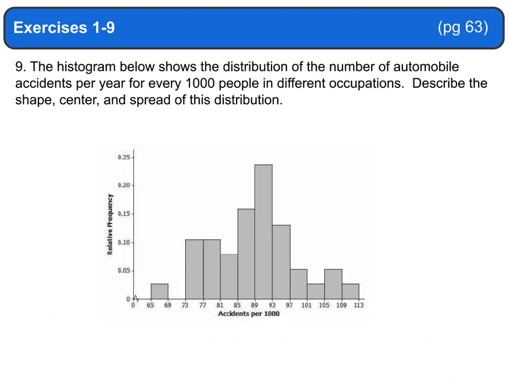The histogram below shows a distribution of the number of automobile accidents per year for every 1,000 people in different occupations. Describe the shape, center, and spread of this distribution. Again, I would pause it, take a moment, answer it for yourself, and then come back.